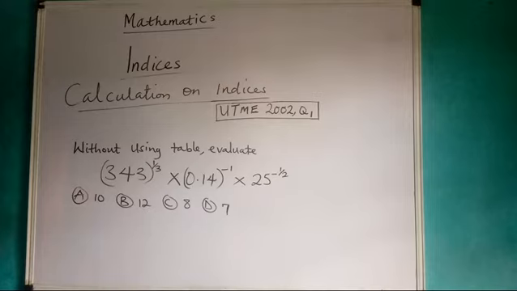Okay, we have a question on the board. JAMB 2002 question 1. Evaluate 343 power 1 over 3 times 0.14 power minus 1 times 25 power minus 1 over 2.